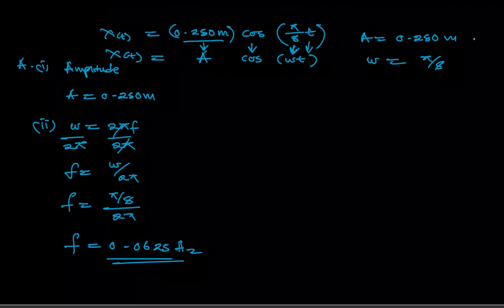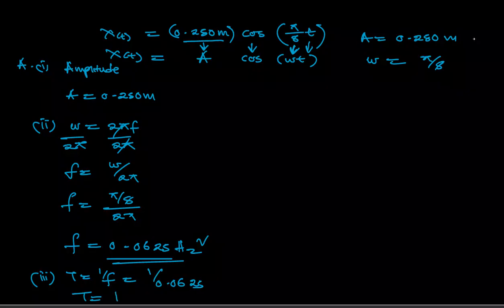I was saying that the period you can use, the period is equal to 1 over frequency. So you just say 1 over the frequency, which we have found is 0.0625. So the period is going to be equal to 16 seconds once you find that on your calculator.